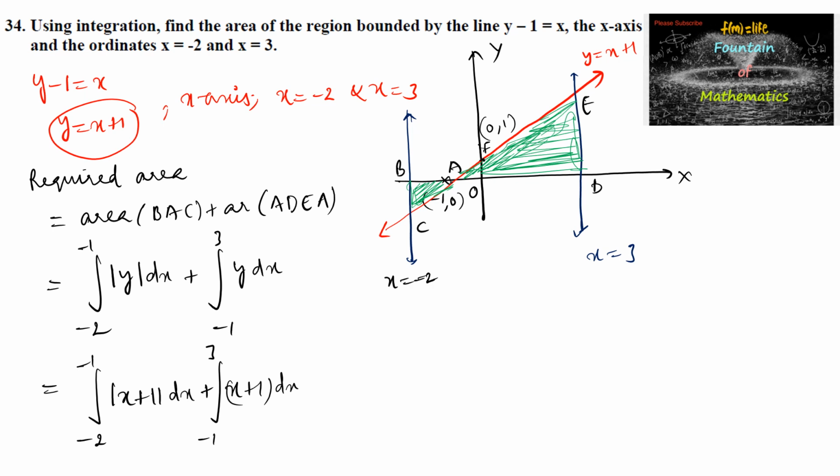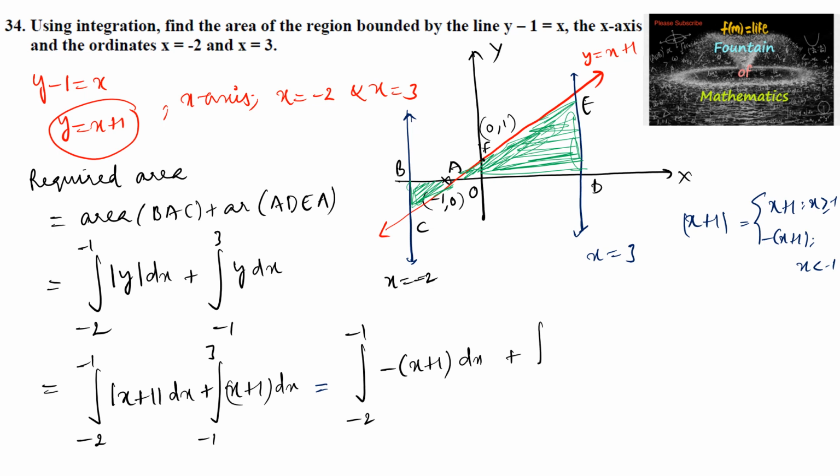and mod of x plus 1 value will be x plus 1 when x is greater than minus 1, and negative of x plus 1 when x is less than minus 1. So we need to apply here from minus 2 to minus 1, it is below minus 1. So we can write here integral minus 2 to minus 1 negative of x plus 1 dx plus integral minus 1 to 3 x plus 1 dx.